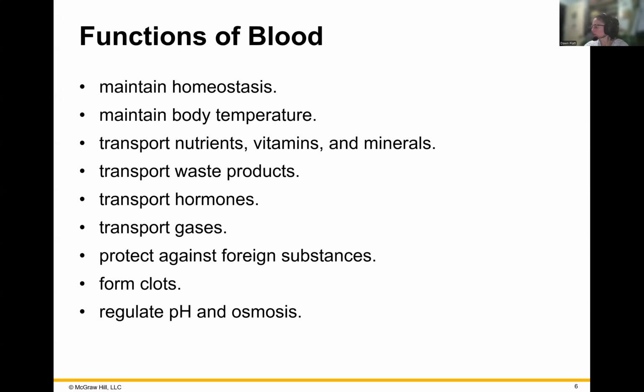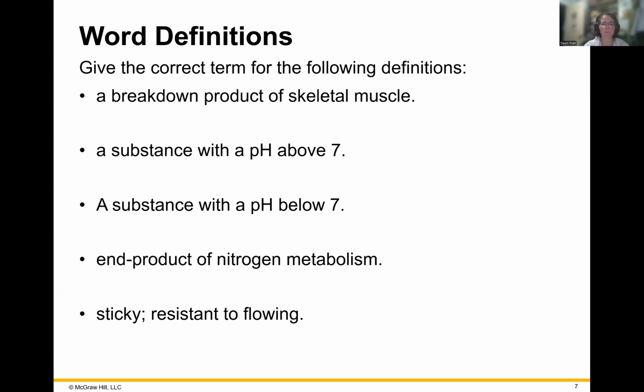All right, functions of the blood. You will see the functions of blood on page 363. These are the overall functions of the blood. There are different functions for each component that's in the blood, and that's later on in the chapter. So you guys can read these, the functions of the blood.